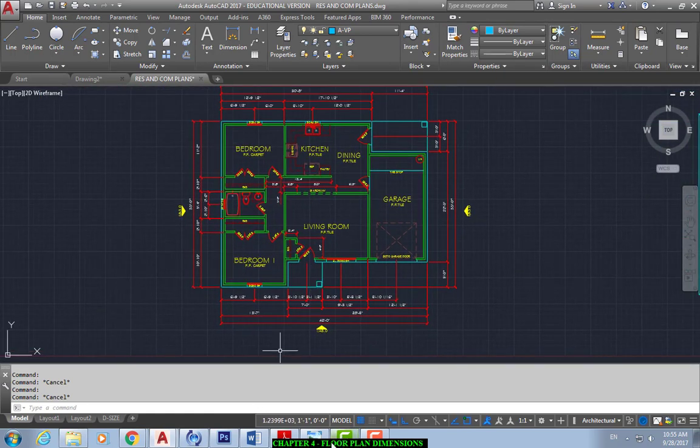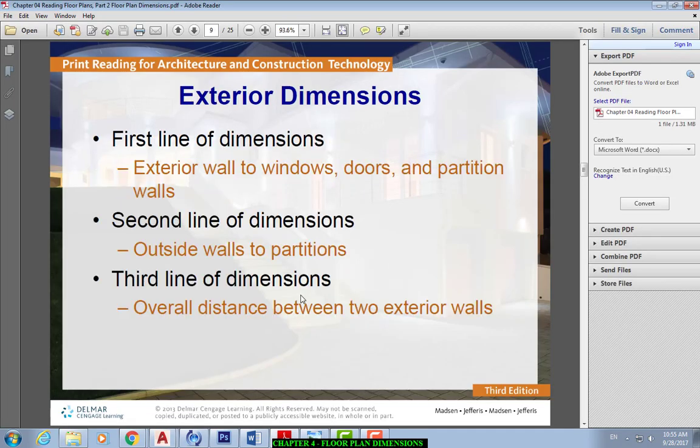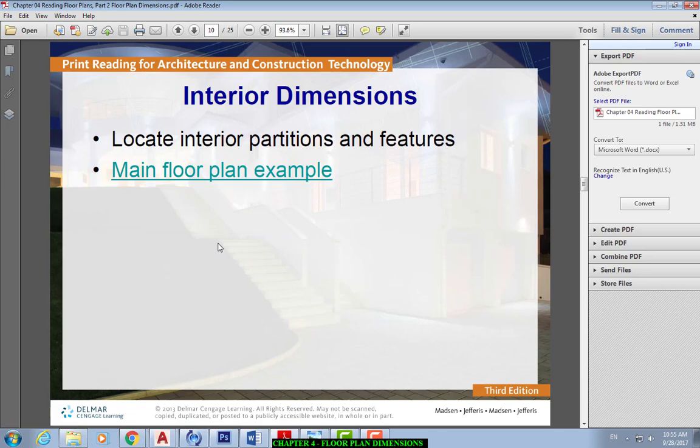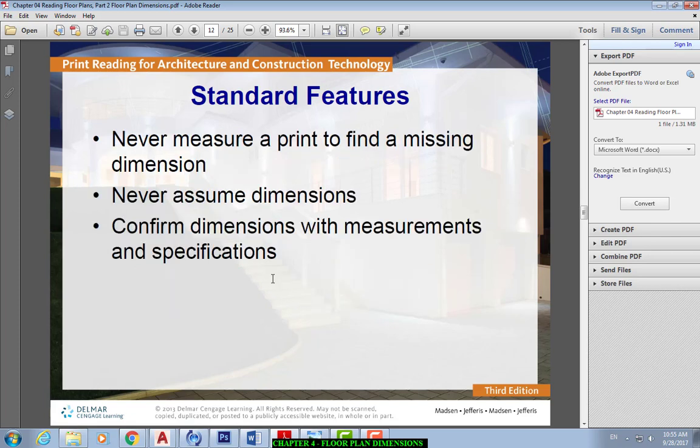All right, let me go to this one. We talked about this interior dimension. Any other appliances you have, you can also just dimension them. Never assume dimensions. Confirm. Very important information. Never assume dimensions. Oh, I think it looks like 5, or it looks like 6. No, you have to find a dimension.